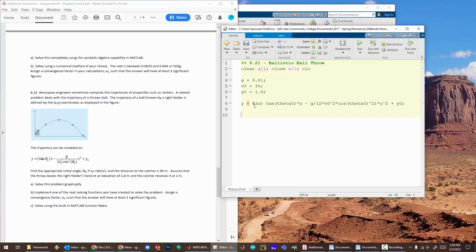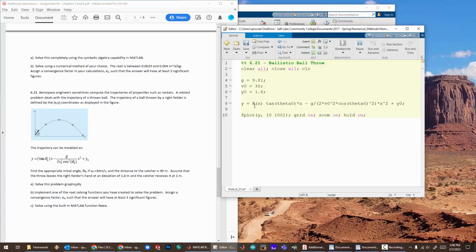I don't have a sense of what theta should be, so we need to figure that out. Let's just plot this. Let's do fplot of Y, and since it's supposed to go 90 meters, let's go from 0 to 100 meters, giving a little extra space to see how that turns out. And I like to turn on the grid. That should give us a sense.